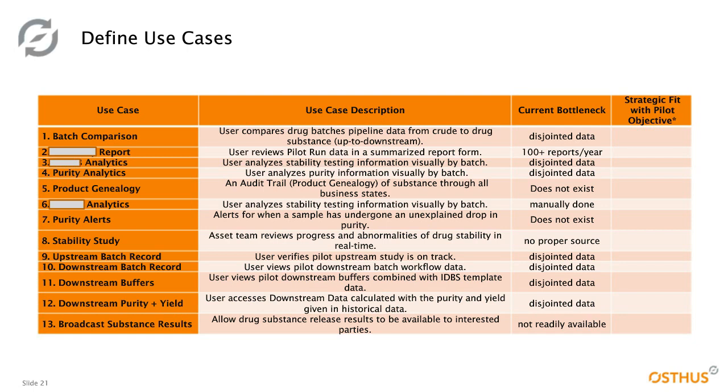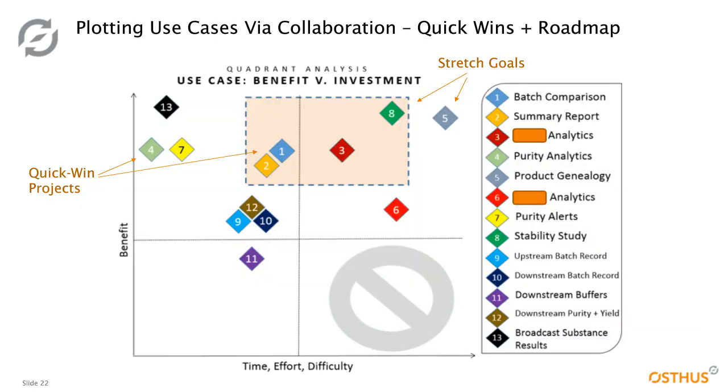And once you get these things captured, then the important part is you want to start to plot them. So by making a quad chart like this with a y-axis of benefit and an x-axis of time, effort, and difficulty, again, we don't build this for the customer. We sit in the room with the customer and we force them to start to say, okay, let's take one of these things, purity analytics. How valuable is that to a company? That's pretty valuable. It's about an 8 out of a 10 on this one. It turns out 13 is really high. So broadcasting substance results was a big deal to this customer.